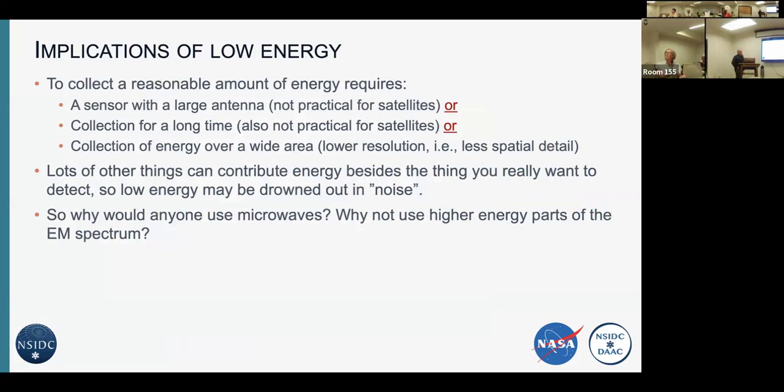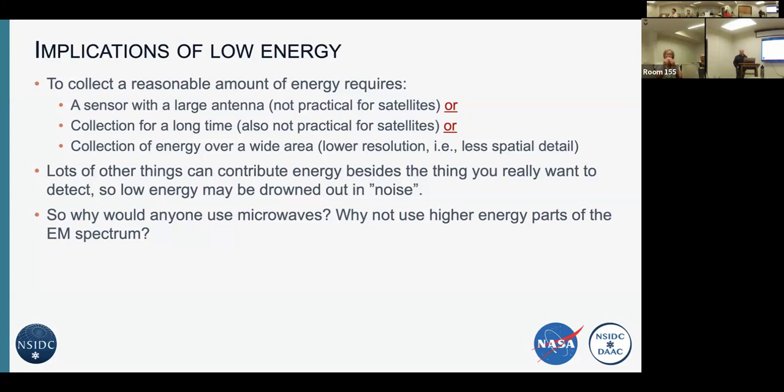One is a sensor with a large antenna, a big receiver, so that it can collect a lot of that energy. That's not really practical for a satellite. You can only launch a certain size of thing or a certain weight, and controlling it in space is another issue.